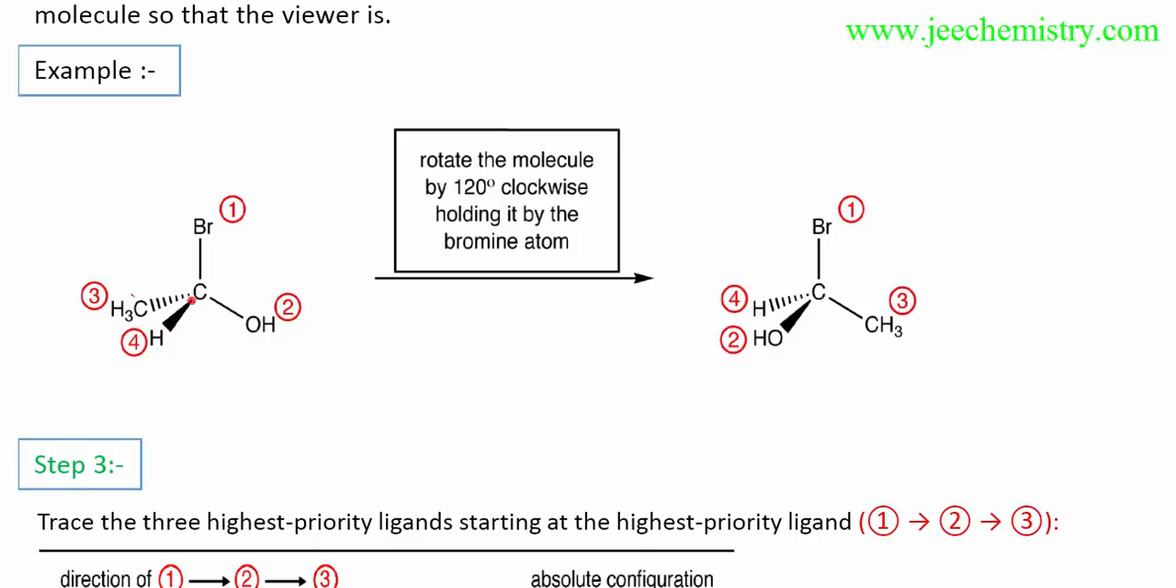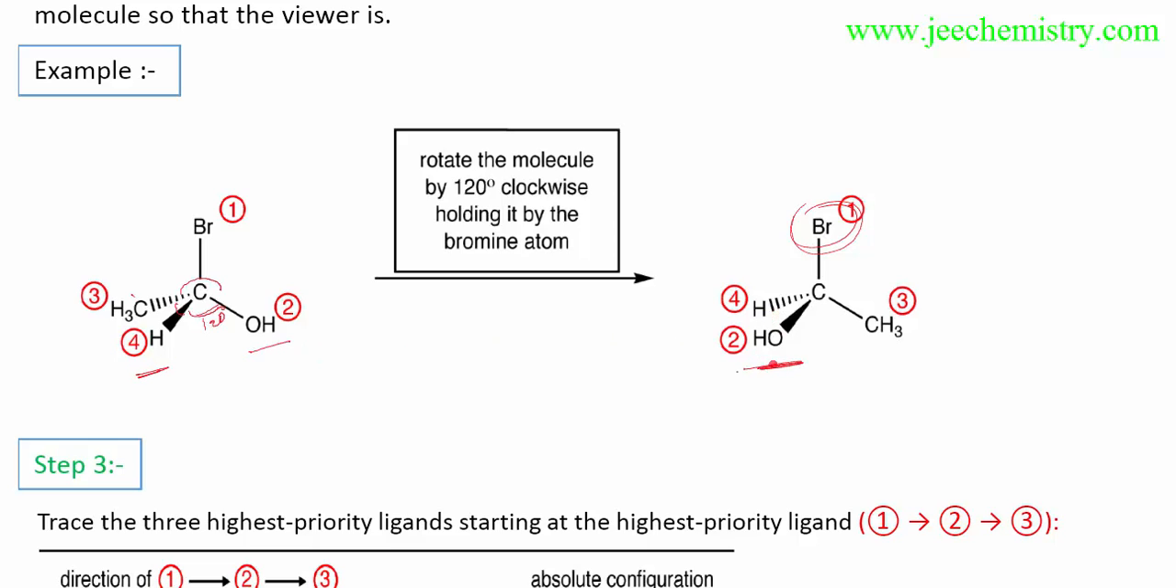That's why you have to rotate 120 degrees. These have a 120 degree angle, these have a 120 degree angle. That's why we have to rotate 120 degrees, so that the fourth will come in the dash position. So after 120 degrees, by keeping the bromine in the same position, it will rotate, then OH will come in the H position.